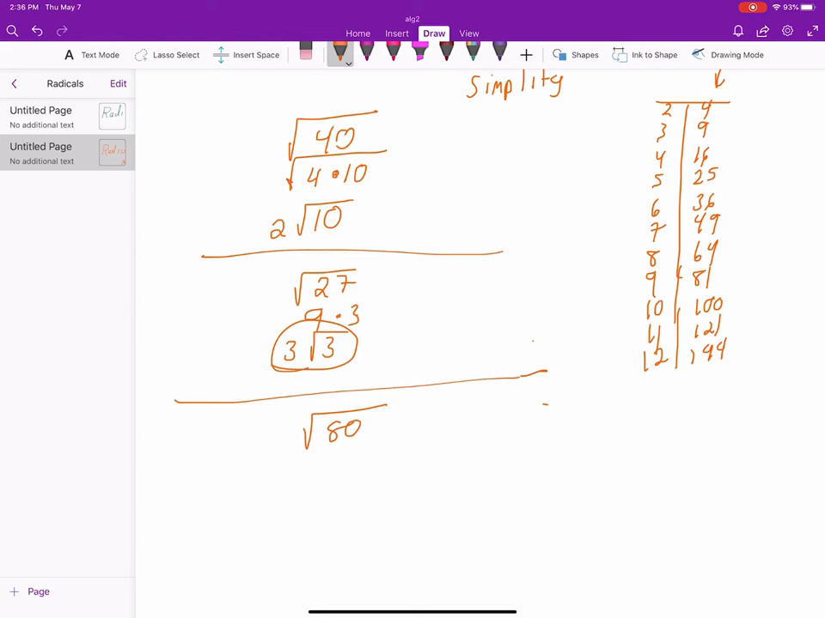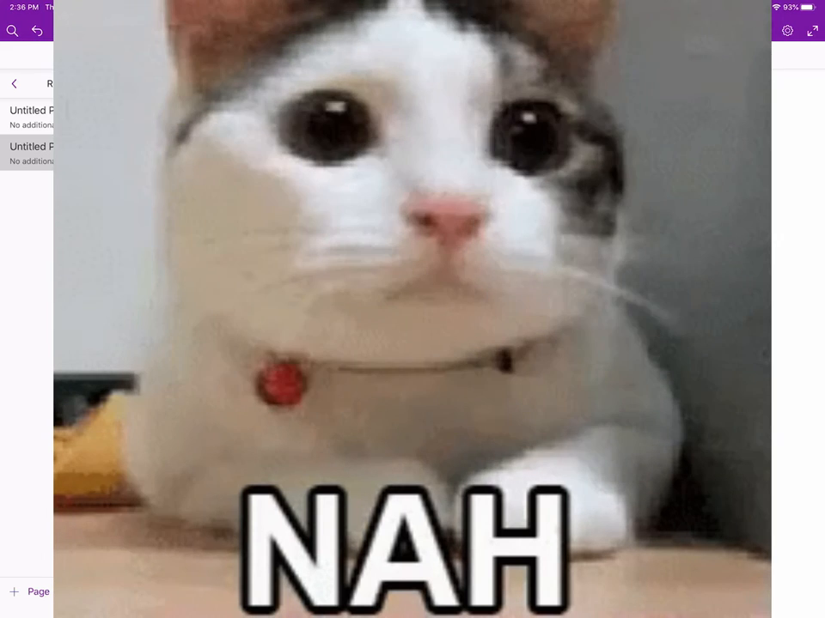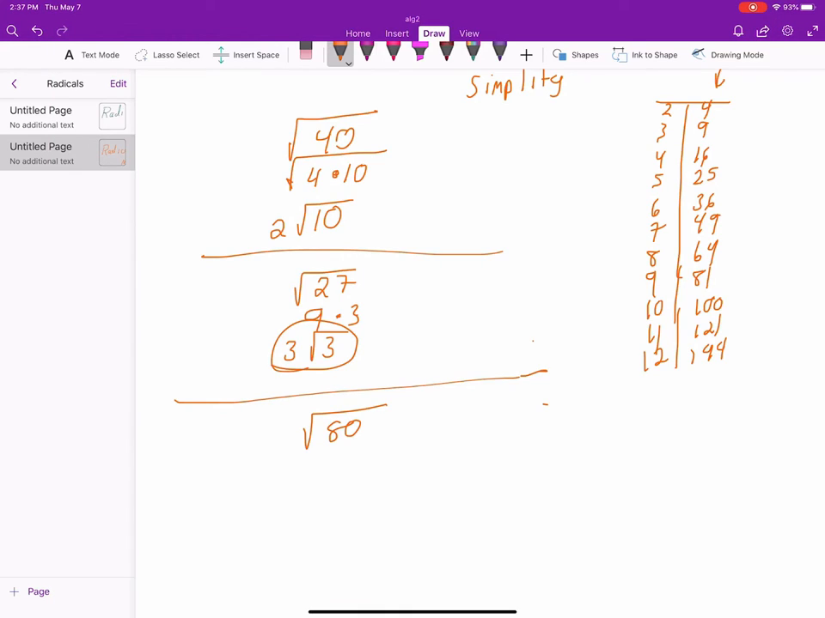If I look down the line, I see 4, I see 9, 16, and 25. I do not see 8. 8 is not a perfect square. It's got to be the numbers that are in this column right here. Those are your perfect squares. So we see 4 goes in there. You're right, 4 goes in there 20 times.